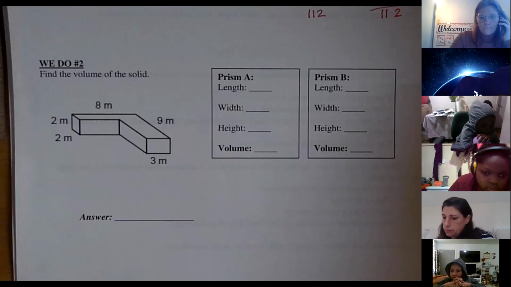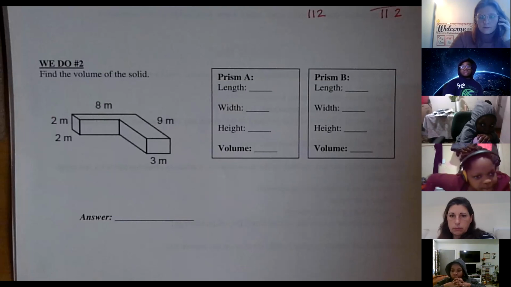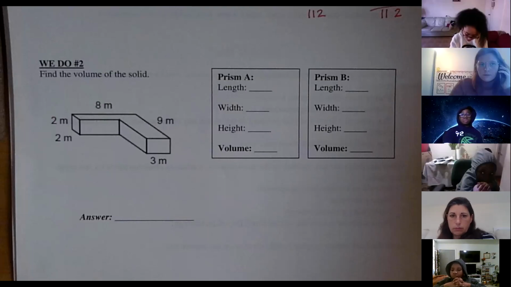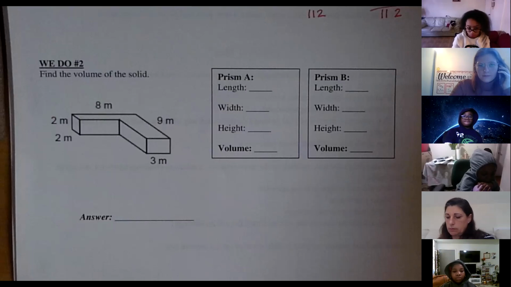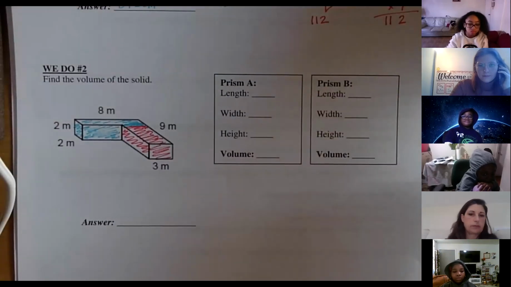Bella, how did you split this prism up? I split it up into half, and for Prism A, the length was 8. Wait, don't tell us the width yet. Can you just describe to me, did you split it where it connects? Yeah, where it connects. Okay, great. So kind of like this? Yeah. Perfect.